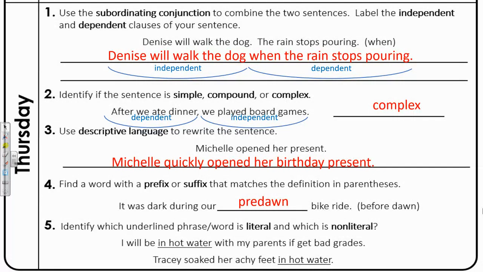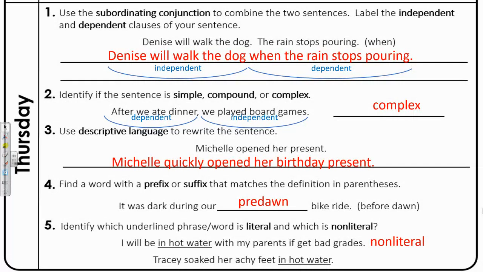Number 5, identify which underlined phrase or word is literal and which is non-literal. The first sentence says, I will be in hot water with my parents if I get bad grades. That is a phrase that means if you get bad grades, you'll be in trouble. So you won't literally be in hot water. Therefore, that first sentence, in hot water, is a non-literal phrase.